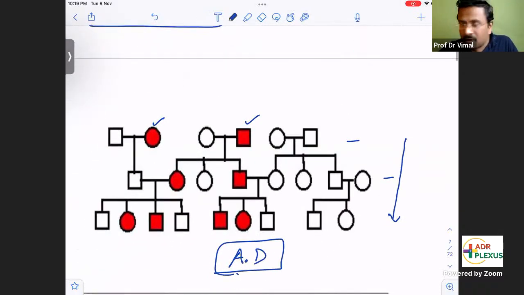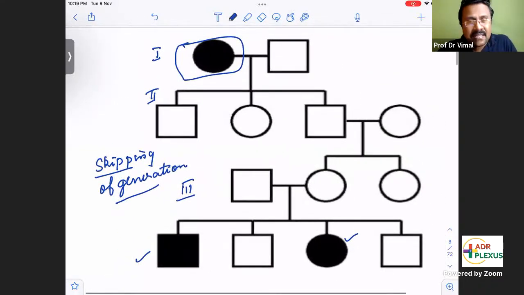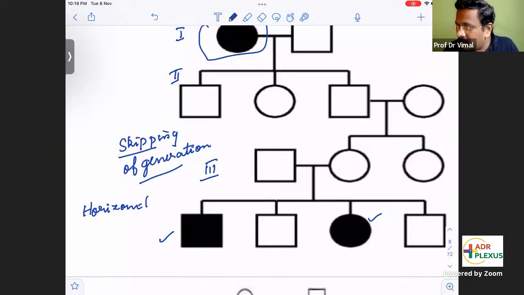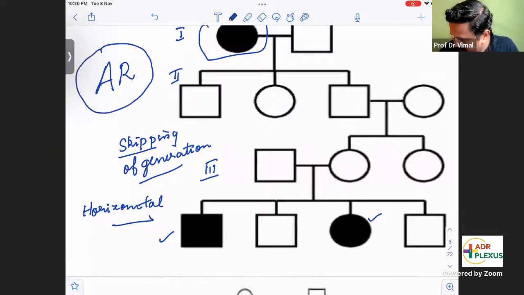What we saw in autosomal dominant is a vertical pattern of inheritance, where the disease is passed from one generation to another. But if you see here, there is a skipping of generation. So the person would have been harboring the recessive gene, and only if he marries another person with the recessive gene will he or she manifest the disease. This type of horizontal pattern of inheritance with skipping of generation is autosomal recessive.